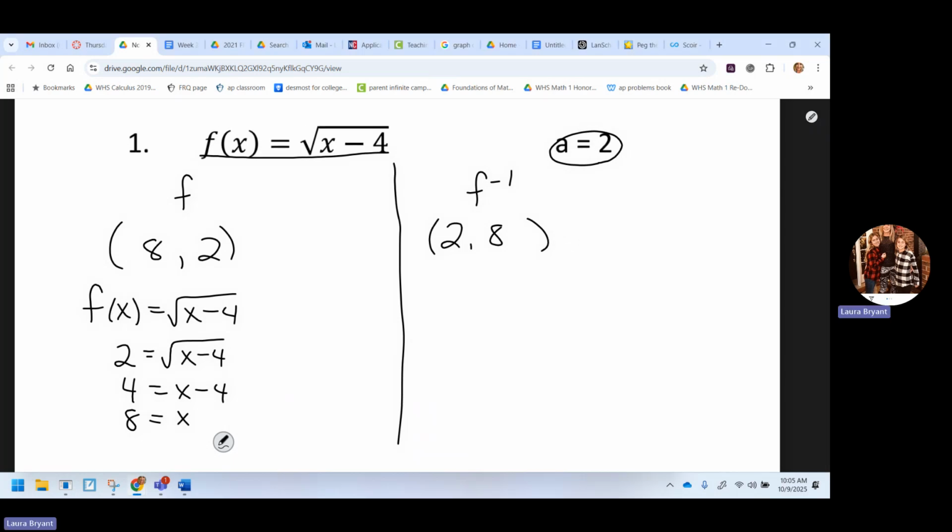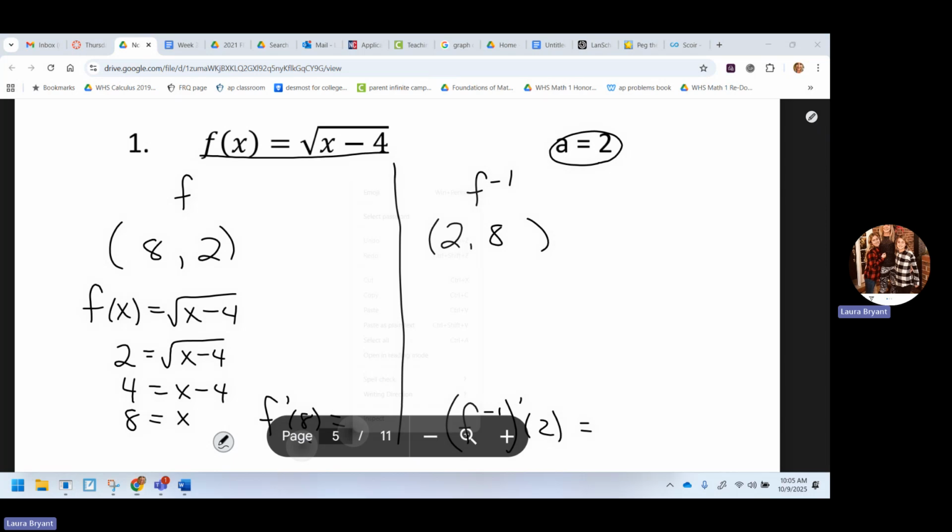Any questions on getting the coordinate? Okay, so how this relates is if I take the derivative over here at 8, whatever number that is, I just have to flip it, and that will tell me the derivative over here at 2. So my goal is to get this number, and whatever number that is, I'm just going to flip it over, and that will be my answer.